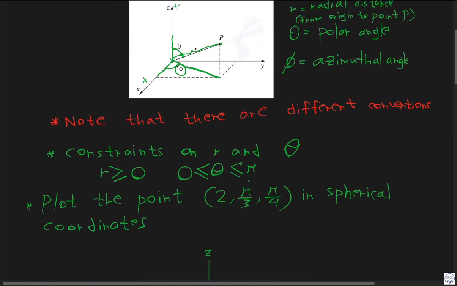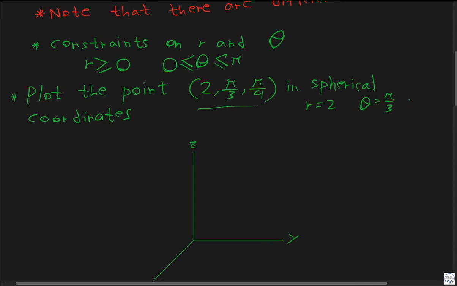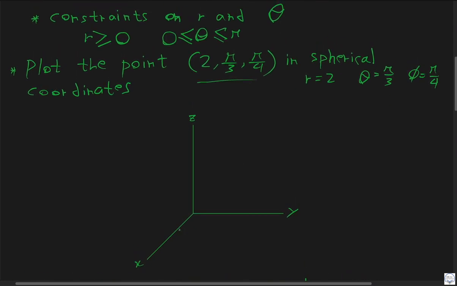Now let's see how we can plot a point such as this one in spherical coordinates to have an idea of how spherical coordinates work. So here we know that r equals 2, theta equals pi over 3, and we have phi equals pi over 4. So let's start with phi. Phi is the angle; we'll start from the positive x-axis and go till, if this is pi over 4, we'll draw out a projection line.